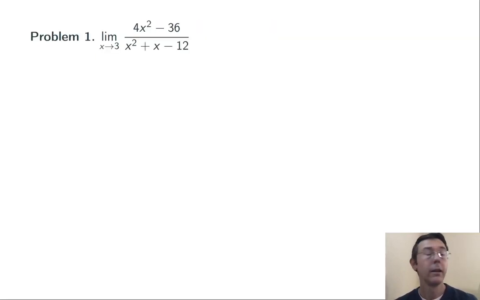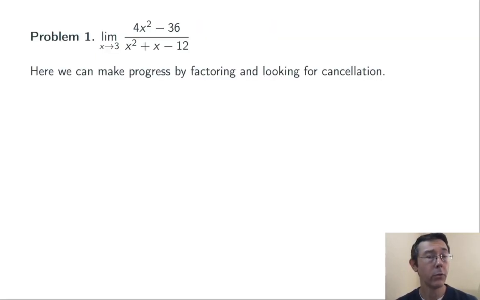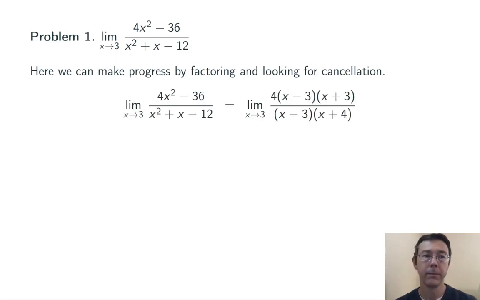Problem 1. Here the big idea is to factor the numerator and denominator and hope that you have some cancellation. Let's see what I mean. I factor 4x squared minus 36 by factoring out a 4. I'm left with x squared minus 9, so overall 4 times (x minus 3) times (x plus 3). The denominator factors to (x minus 3) times (x plus 4). The x minus 3's cancel, and now when I plug in x going to 3, I don't have a 0 in the denominator anymore. Overall, 24/7.